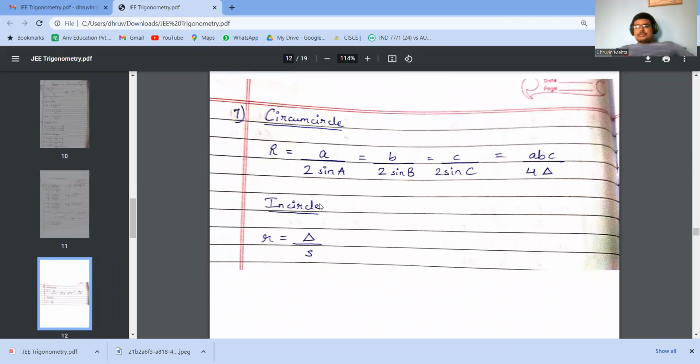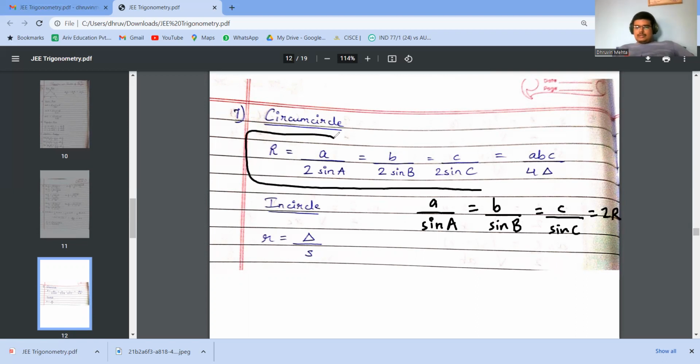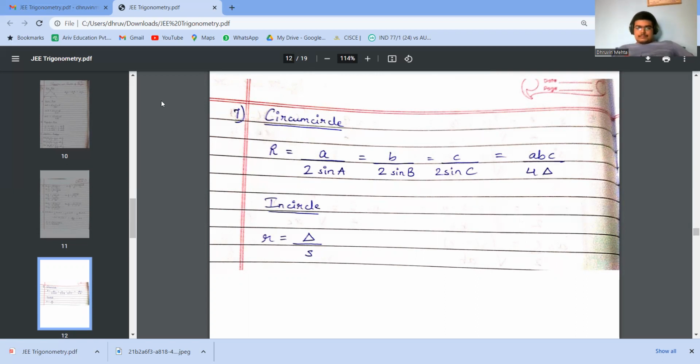Yeah, these are some formulas of the circumcircle and incircle. This is actually the modified version of the sine rule that I showed you. So the formula for capital R is a upon 2 sin A. If you remember, I told you in the beginning a upon sin A is equal to b upon sin b is equal to c upon sin c is equal to 2R. So it is just the same thing. And delta means the area of the triangle.